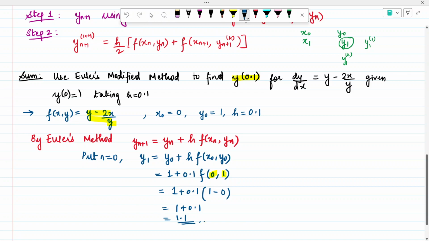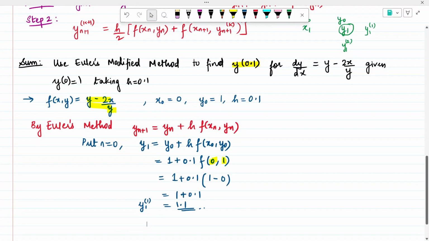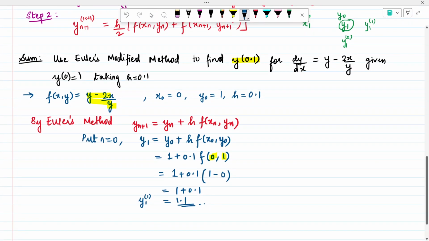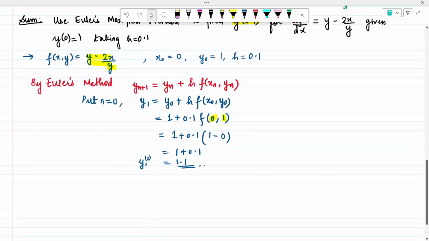यहाँ तक कोई doubt? ये आपका y1 का first iteration हो जाएगा. Okay? Just a minute. This is taken as a 0th iteration, not even the first iteration. This is taken as a 0th iteration. Okay? So this is the first value which I'm now going to improvise.